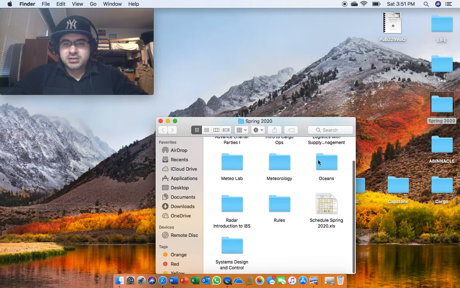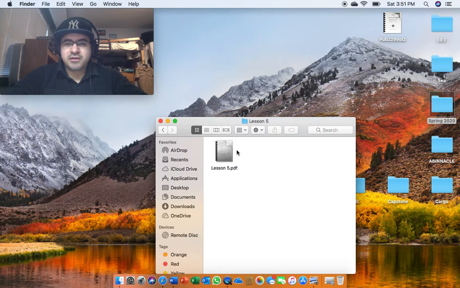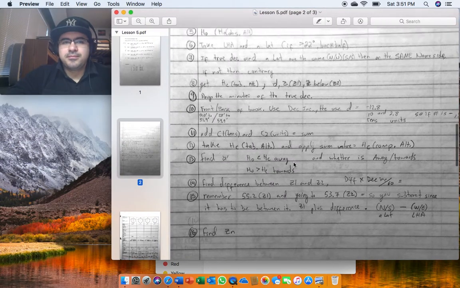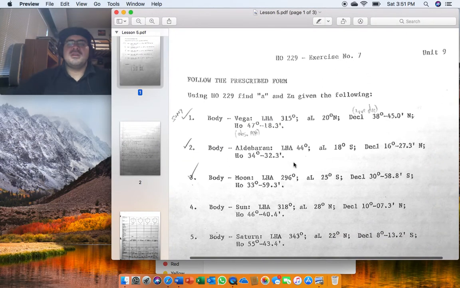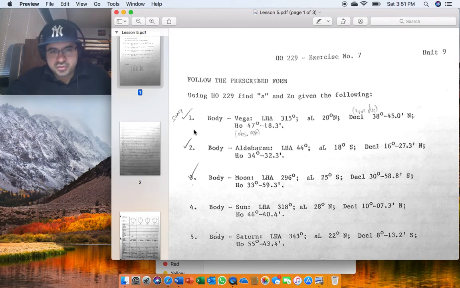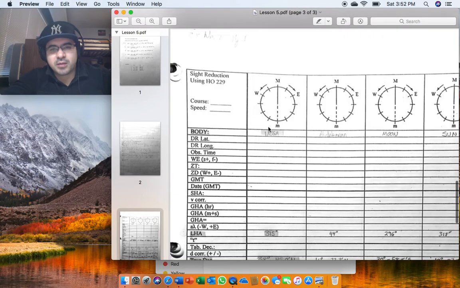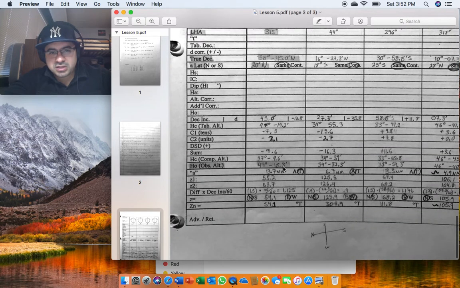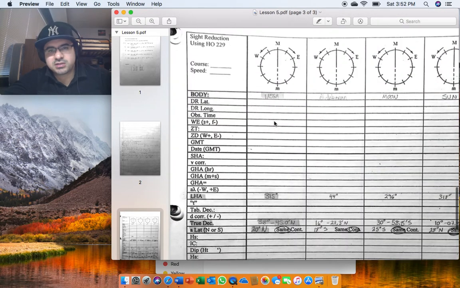This is lesson 5. We are given LHA. We're just doing one of them. Assume longitude, or assume latitude, declination, true declination, and HO, which is your observed altitude, right? We are going to input those values here: 1, 2, 3, 4, and HO, your observed altitude, and we're going to find the rest, right?